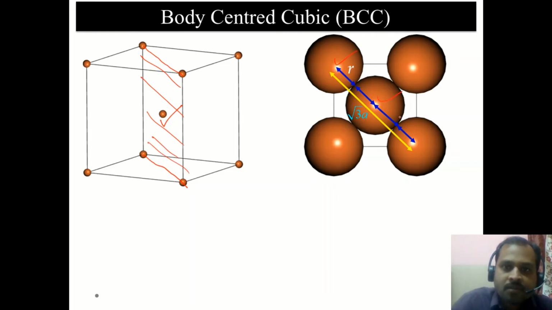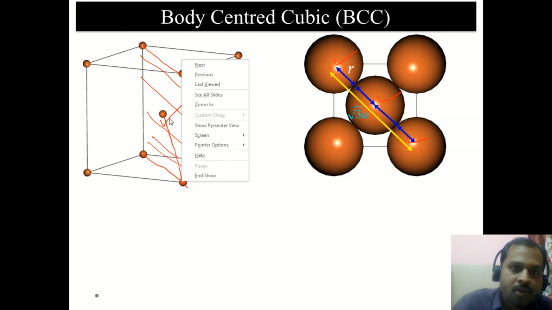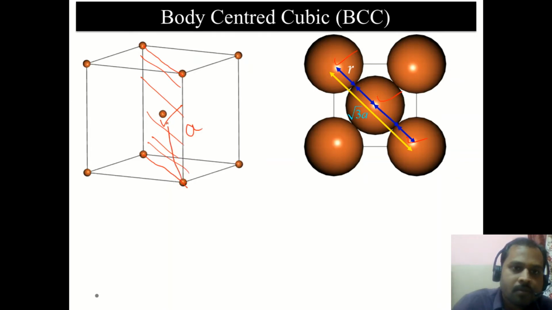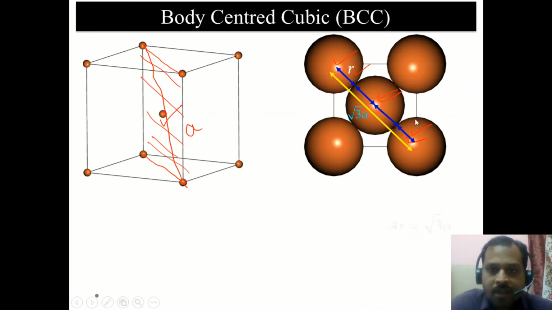So naturally there are 3 atoms here. So this one, and this one, and the body diagonal, we know that it is root 3a, where the parameter is a. So this one will be the body diagonal, which will be root 3a. So there are 3 atoms that are going to contribute. Each atom will contribute r, this is 2r, and here it is again r. So 4r is equal to root 3a.